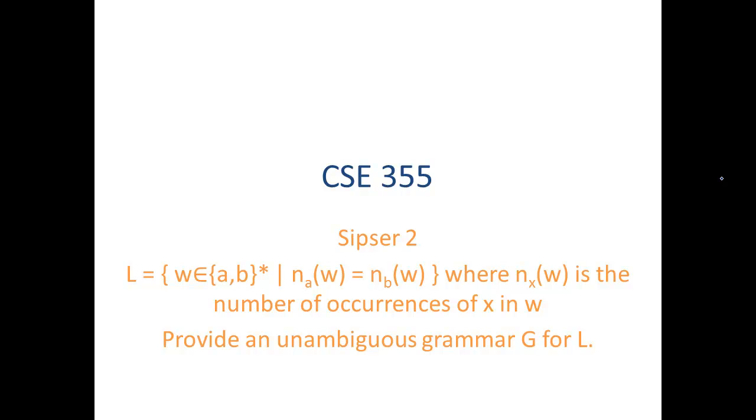In this video we will show how to answer the question: provide an unambiguous grammar, G, for the language L, where L is a set of strings W over the alphabet {A, B}, and the number of A's in W is equal to the number of B's in W. We will do this question in two videos. This video shows how to come up with a good candidate grammar by doing a couple of different grammar examples, and in the following video we will show how to prove the candidate grammar is unambiguous.